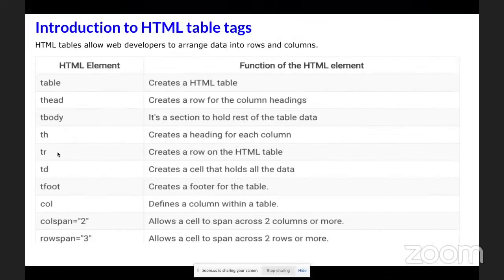Then we have TH, which creates a heading on each column. We all know what heading is. You see the difference between TH and these other tags. The major tags you need are TH, TR, and TD. Those are the major tags you need in creating a table. The table is the main thing, the parent container, and all these others are child containers in it.